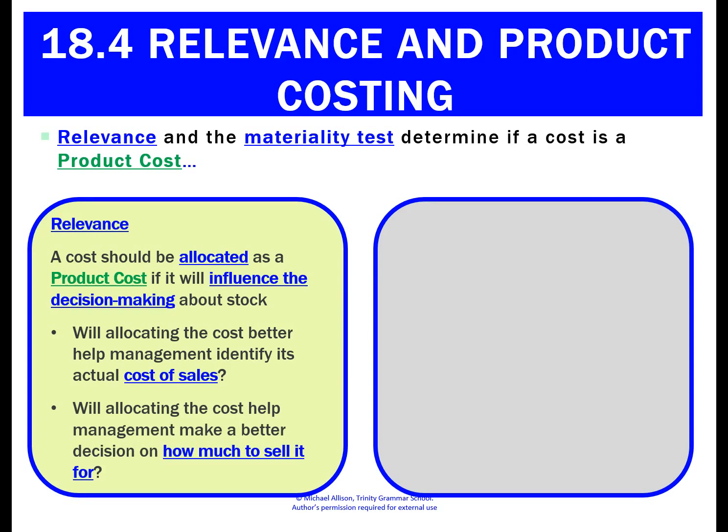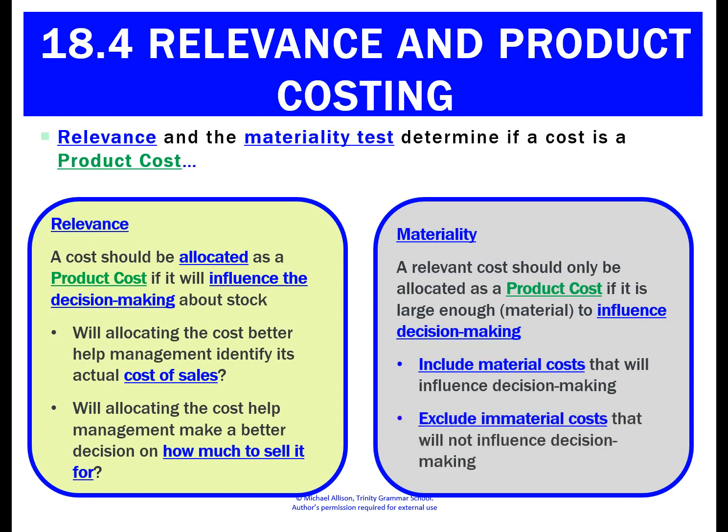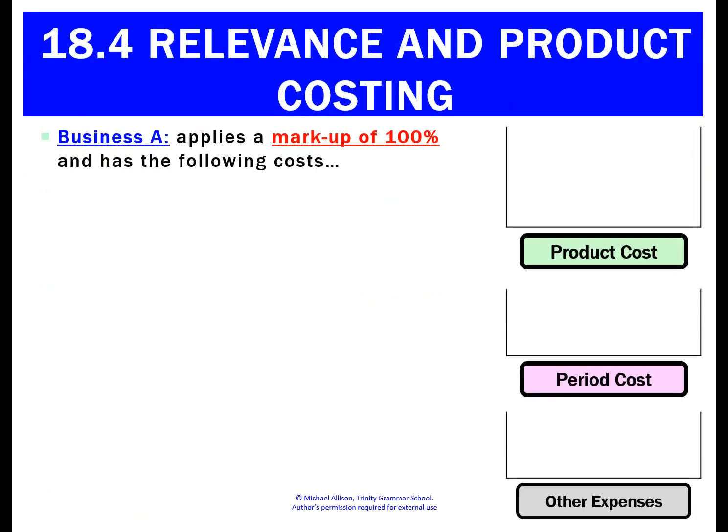And then will that amount then help us figure out how much to sell it for? And a part of that is going to be what we call the materiality test. So what we should do is really only include anything that's going to be large enough or material to influence our decision making. So include things that will influence decision making, they're called material costs. And why don't we exclude anything that's immaterial or not big enough to influence our decision making? So let's have a look at an example here.